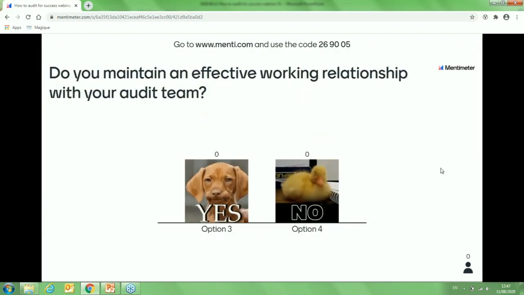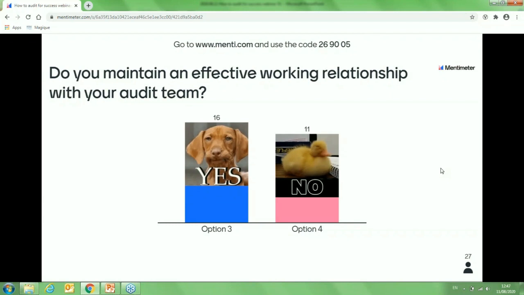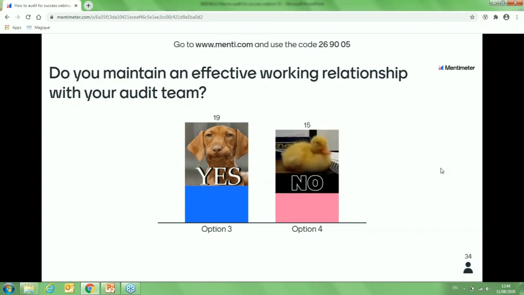Do you maintain an effective working relationship with your audit team? So it looks like there's more that do, but there's not that significant a difference really. So I think that's obviously quite a mixed bag. Great. Okay, so that gives me an idea of how you all work with your own internal audit teams. Thank you very much for that.